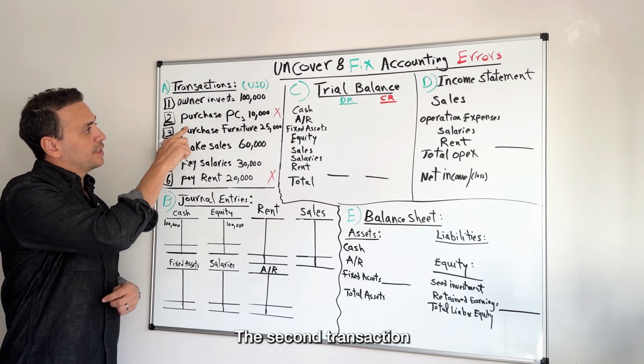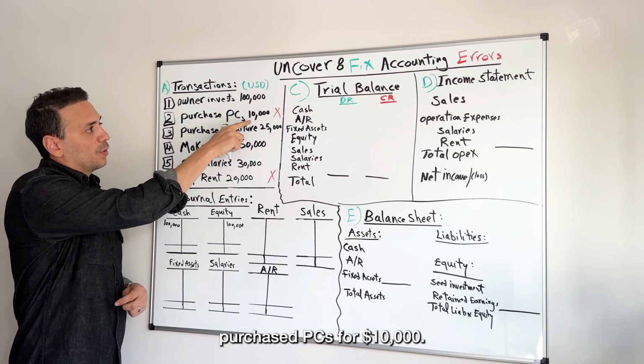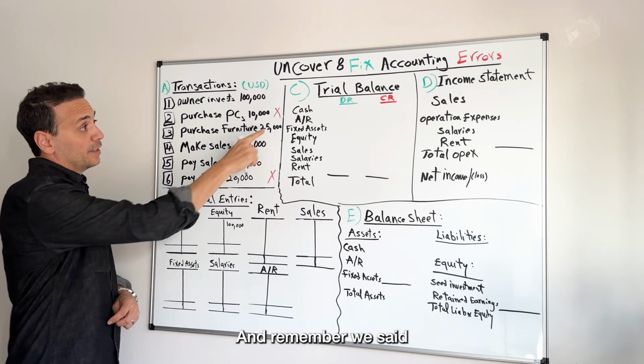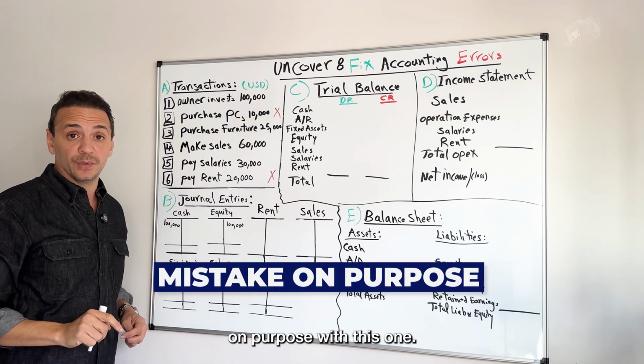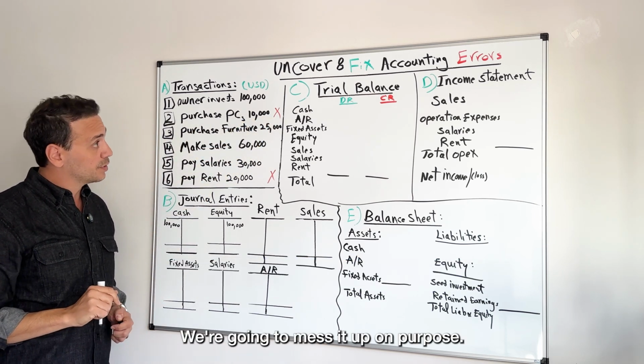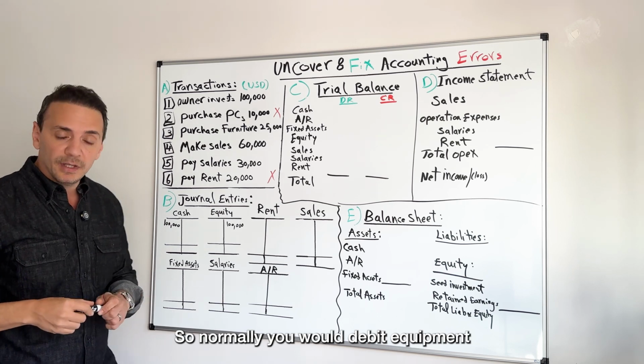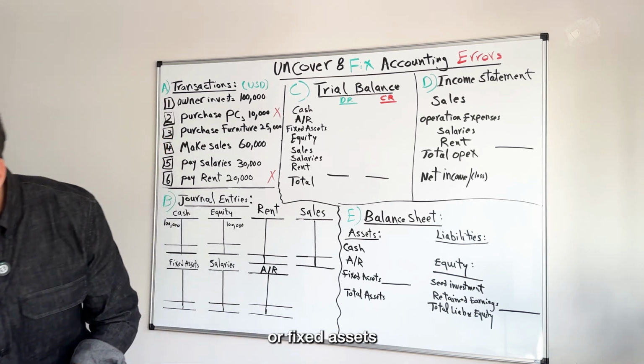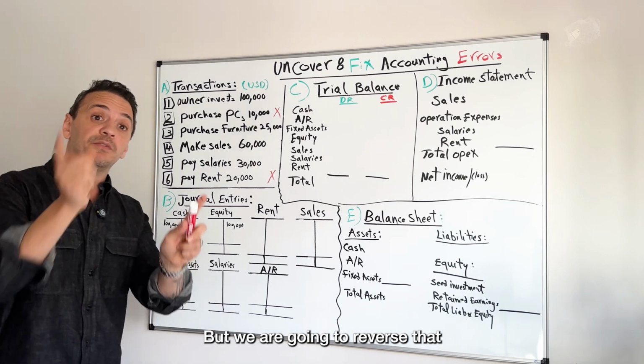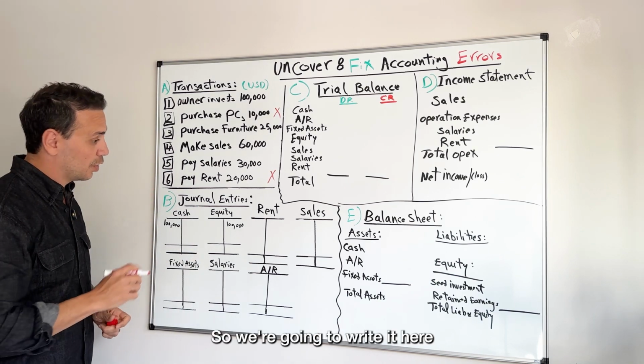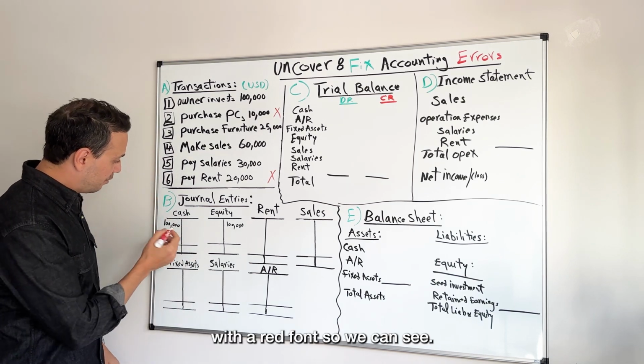Okay. The second transaction, purchase PCs for $10,000. And remember, we said we're going to make a mistake on purpose with this one. We're going to mess it up on purpose. Normally you would debit equipment or fixed asset and you would credit cash, but we are going to reverse that on purpose. So we're going to write it here with a red font so we can see.